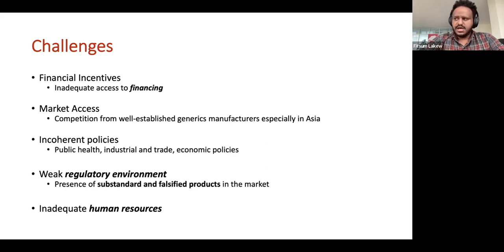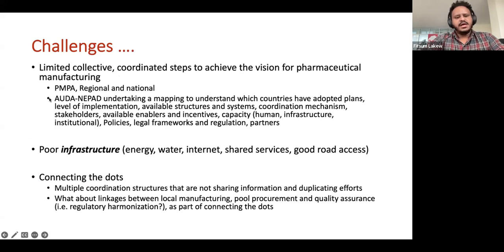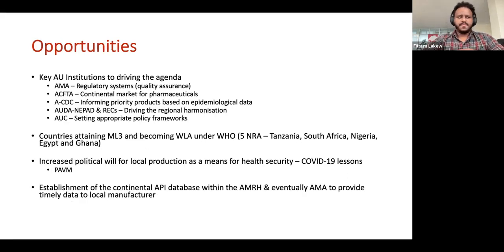So even within the human resources, there is also a migration that has been observed so far. So there is also, within member states, limited collective coordinated steps to achieve the vision of the pharmaceutical manufacturing plan, poor infrastructure, energy, internet, good road access and such. So these are the collective challenges we are witnessing as we go.